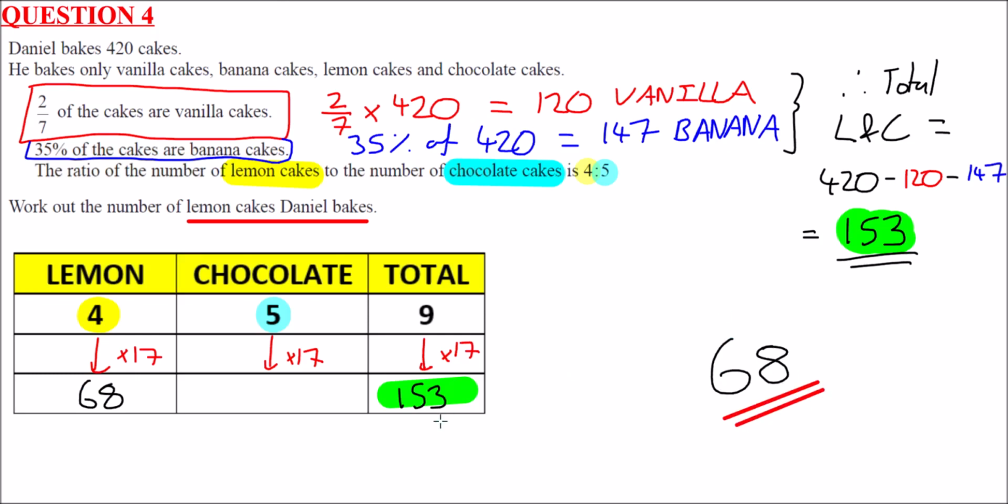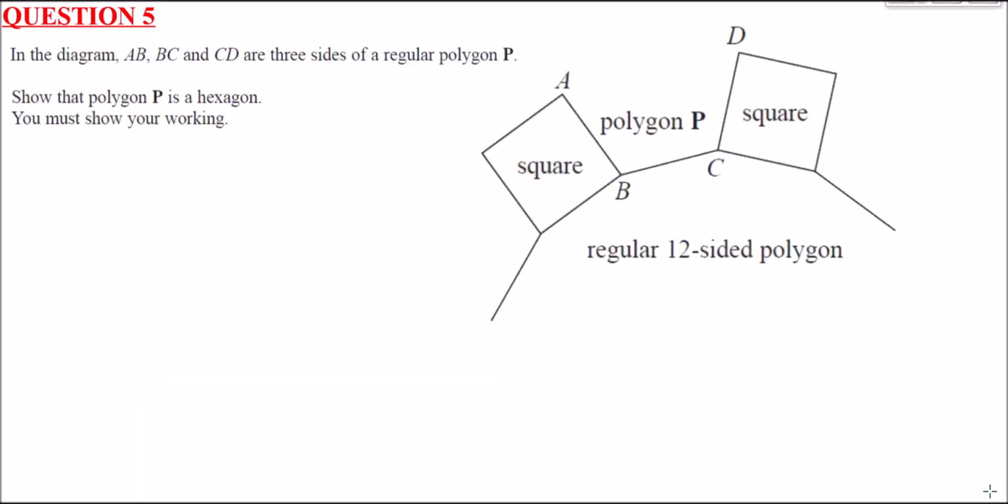We can now move on and think about question 5. Question 5, we've got some regular polygons. So we've got AB, BC and CD, which are 3 sides of a regular polygon, which has just been called P. So this polygon P, we need to imagine does exist. It's not just these 3 sides. So it would be up here, then to the right, and then to the right as well there. So that's what we need to imagine it as.